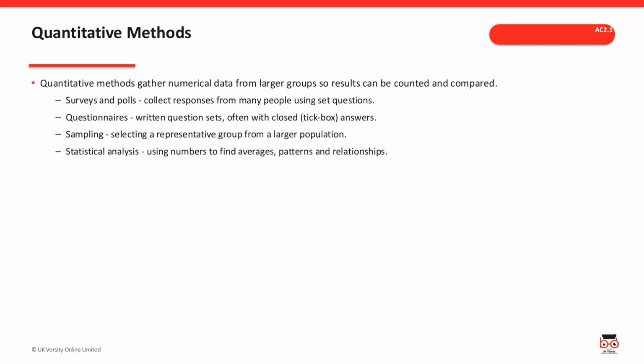Quantitative methods, by contrast, collect numerical data from larger groups so results can be counted and compared. Surveys and polls gather responses from many people using set questions. Questionnaires often use closed, tick-box answers. Sampling picks a representative group from a bigger population, and statistical analysis then finds the averages, patterns, and relationships. A national poll asking thousands of voters a fixed set of questions is quantitative research in action.